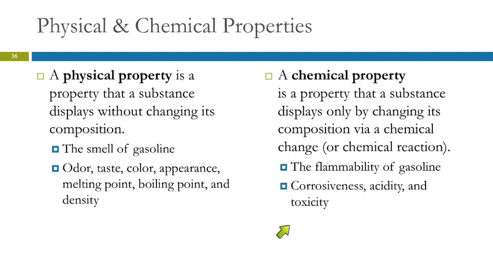Corrosiveness, acidity, toxicity, these are all examples of chemical properties. So iron rusts. If we demonstrate the rusting of iron, we've destroyed the iron. It's not iron anymore, now it becomes iron oxide. That's a chemical change. So the description of that is the chemical property.